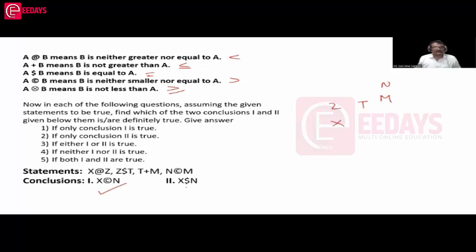And X at the rate N. X is equal to N. Is it valid? No. There is a vertical line in between N and X, right? Suppose diagonal line is also not valid. Only vertical line. That means N is greater than X or X is less than N. Only that case valid. So only conclusion 1 is true.